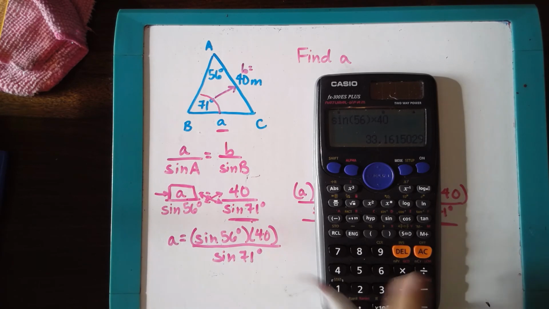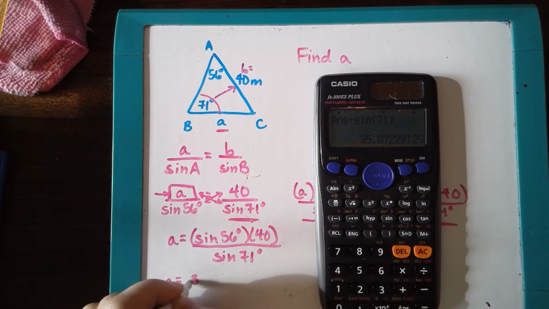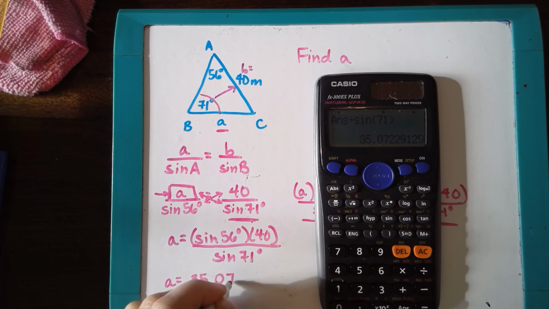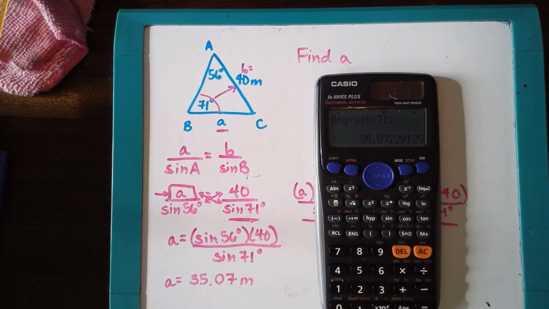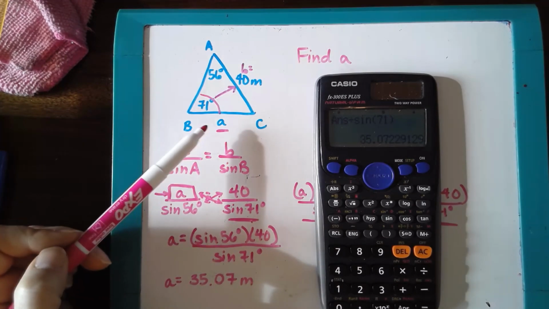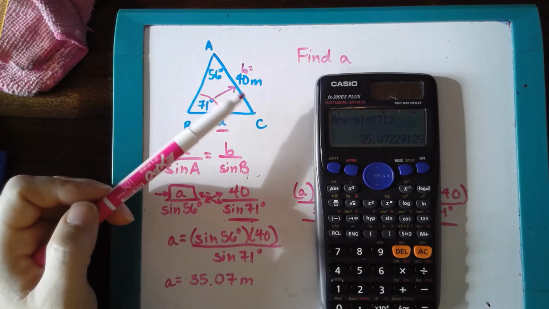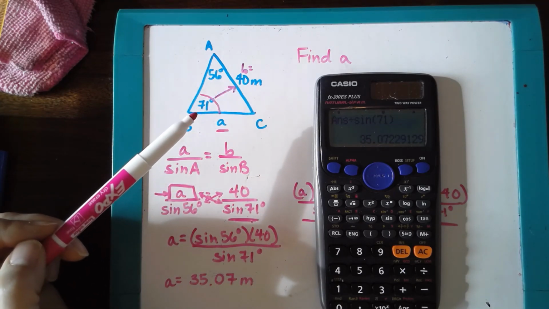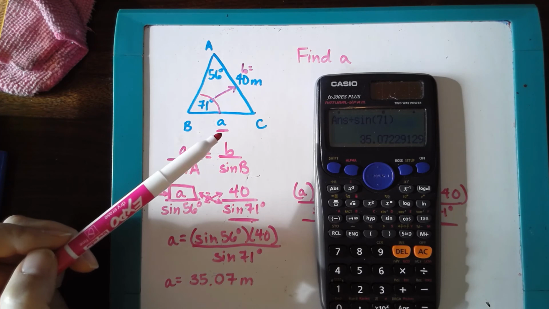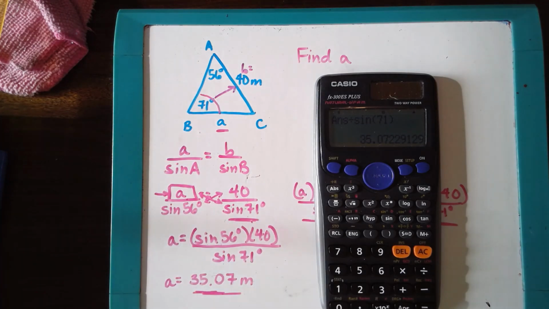So this is sine 56 times 40, and I'm going to divide it by sine 71. And I get little a is equal to 35.07 meters. And I go back and look at my triangle, and that is a very reasonable size for a. It's well within the ballpark. If little b is 40 meters and it's across from this biggest angle here of 71, then little a being across from 56 degrees and being 35 meters long is very reasonable.